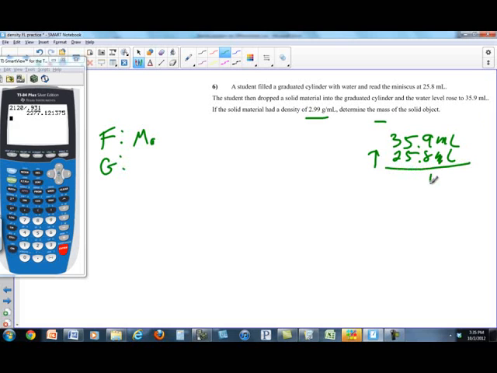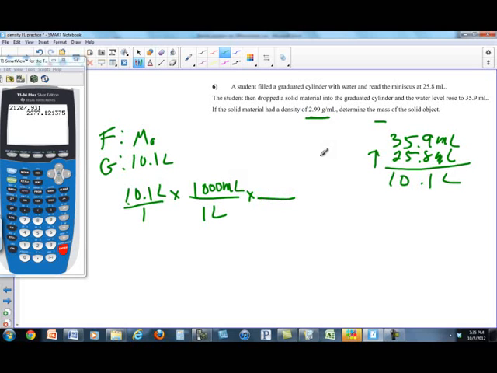So I'm going to get the object's volume by subtracting how much it rose. So that's my given, 10.1 liters. So 10.1 liters, and I have a density here, but it's in grams per milliliter, so I've got to convert that. And I can use a fence post or use factors here. I'll just use factors here. 1 liter is 1,000 milliliters, and what I know is 1 milliliter is 2.99 grams.